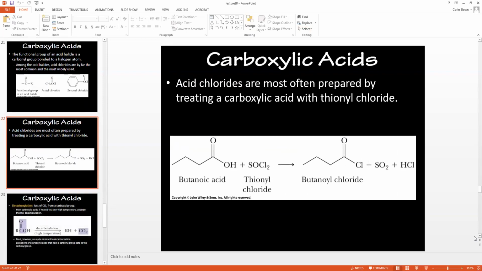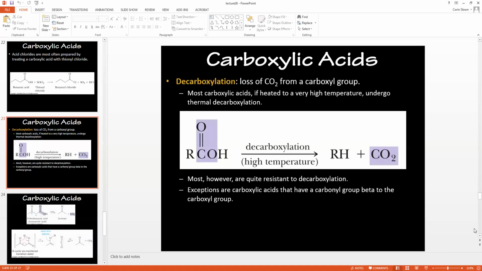So how do we prepare these? Well, the easiest way to prepare them is to use something like a carboxylic acid, in this case, butanoic acid, and your favorite reagent and mine, thionyl chloride. That's going to react to generate butanoyl chloride, SO2, and HCl.